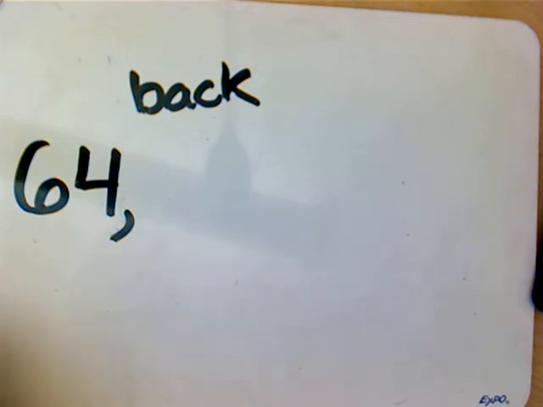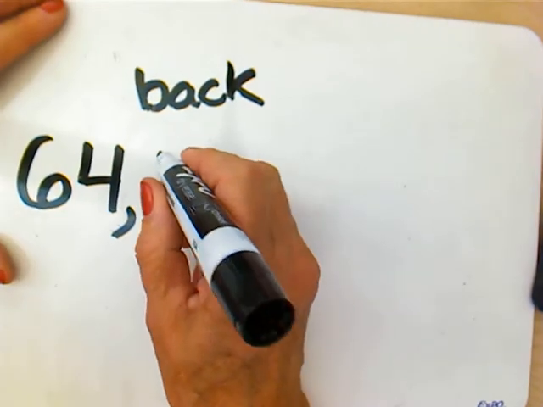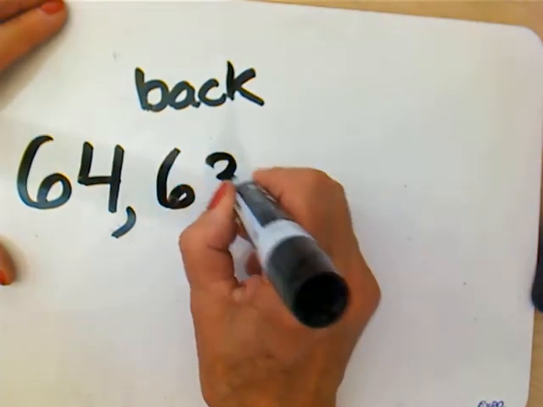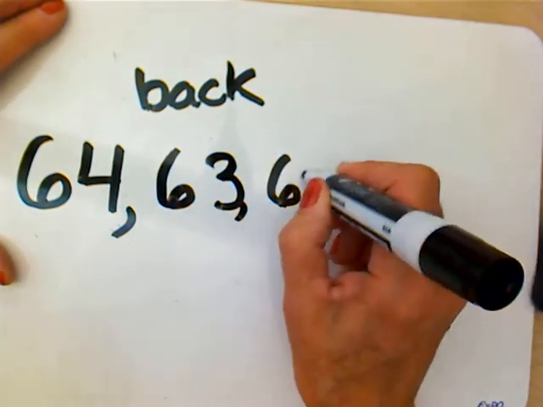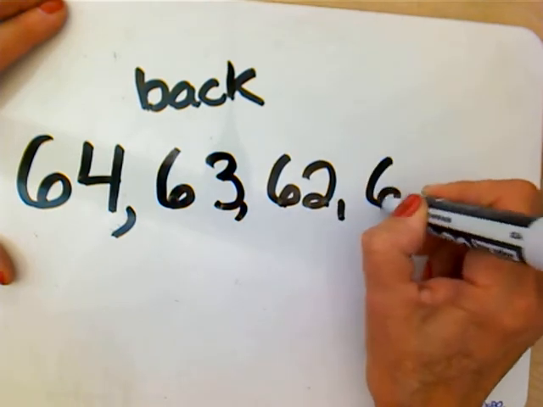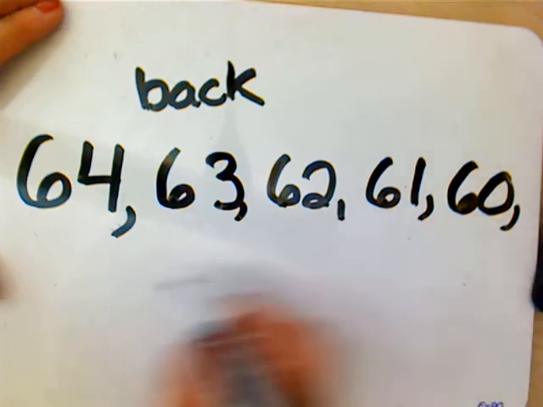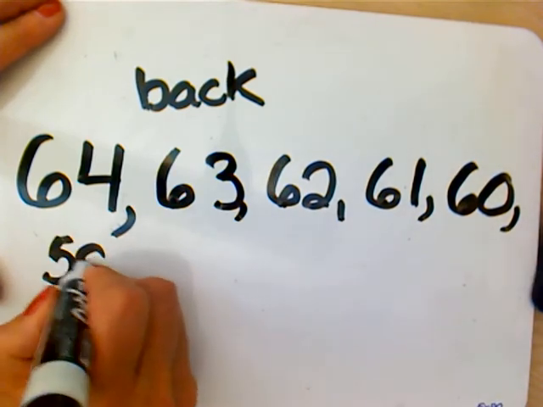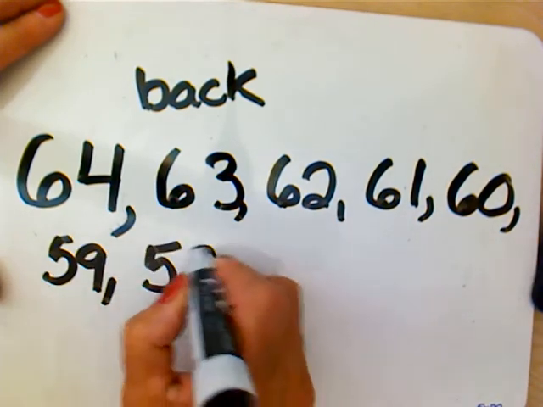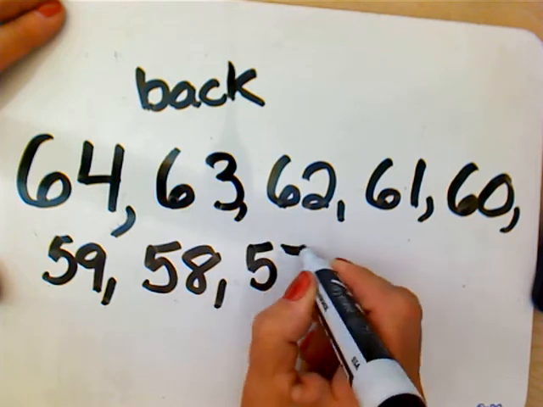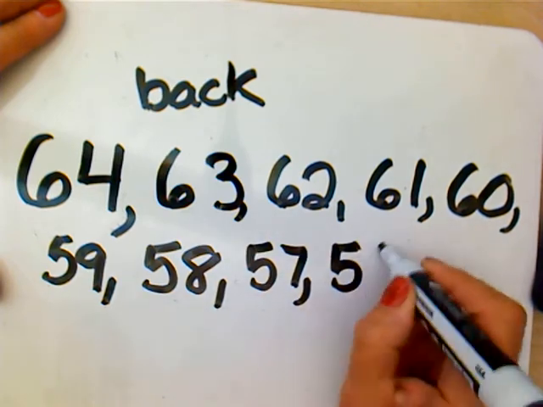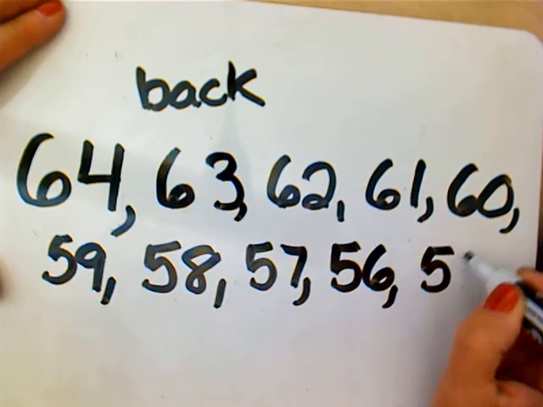And stopping, please. So did you go from 64 to 63 to 62? Did you get to 61? Before that comes 60. And then did you get to 59? How about 58? 57? 56? I don't know, how far did you get?